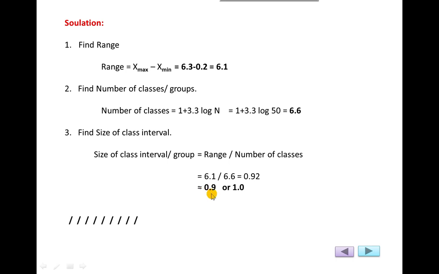0.9 means 9 values. The minimum value of the data is 0.2. You know that we start the class interval from the minimum value. You have done this in the last 2 questions and examples. If you start from 0.2 and count 9 values, 1, 2, 3, 4, 5, 6, 7, 8, 9, then 0.2 is followed by 0.3, 0.4, 0.5, 0.6, 0.7, 0.8, 0.9, 1.0. If you start from 0.2, the last value will be equal to 1.0.